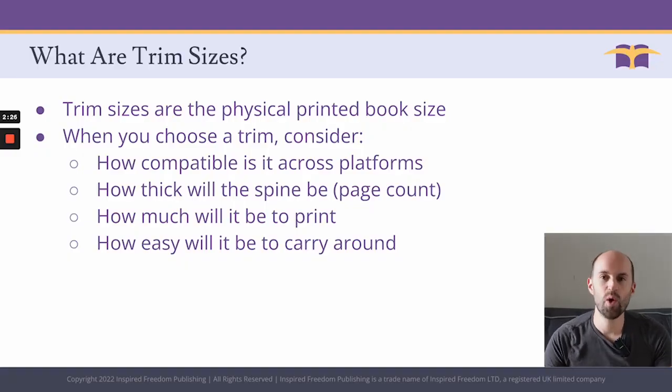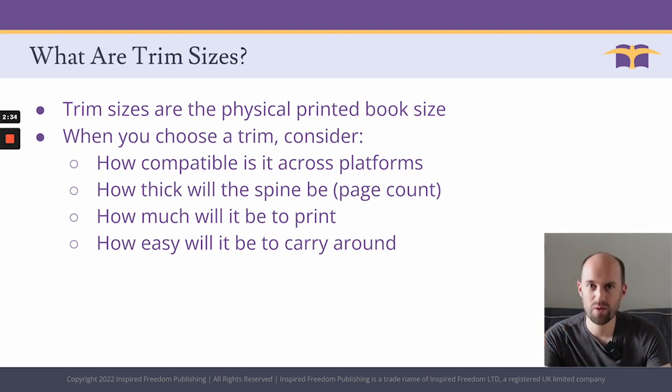Number two is how thick will the spine be? And this really comes down to the page count. If you have a small number of words, like less than 20,000 words, then you might opt for a smaller trim size so that the spine is thicker, there's more pages, and it feels more like a book. The other downside to that is the printing cost may increase because there's more pages.